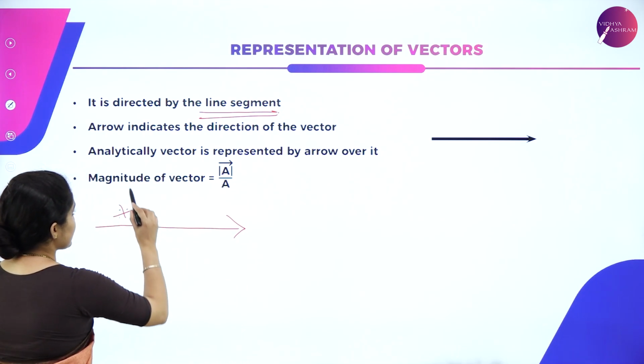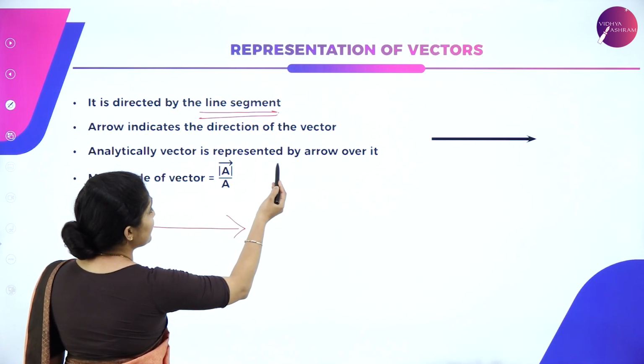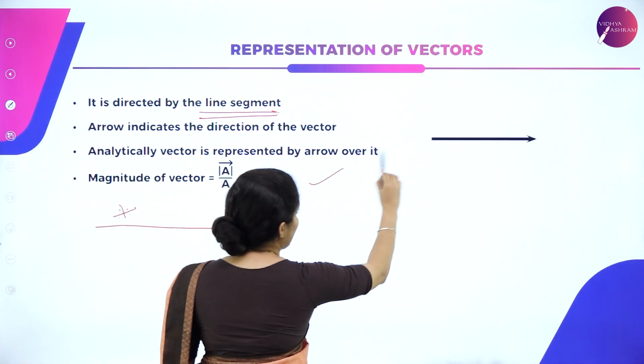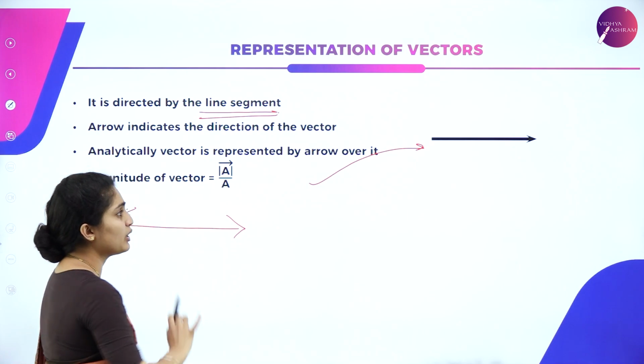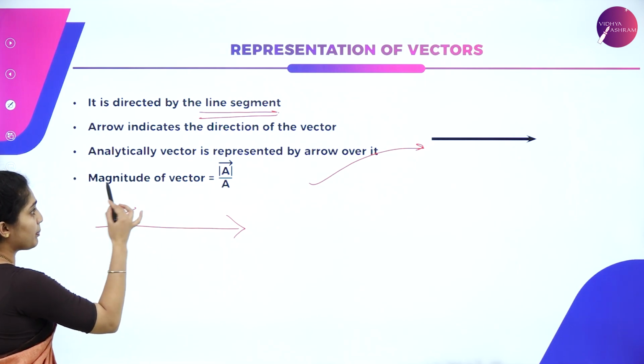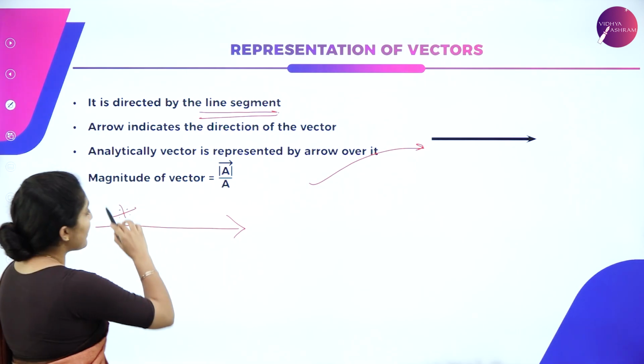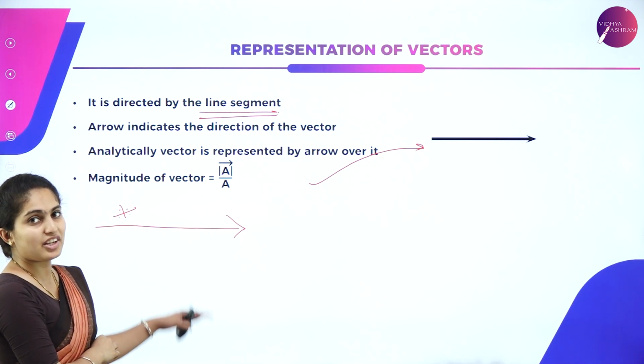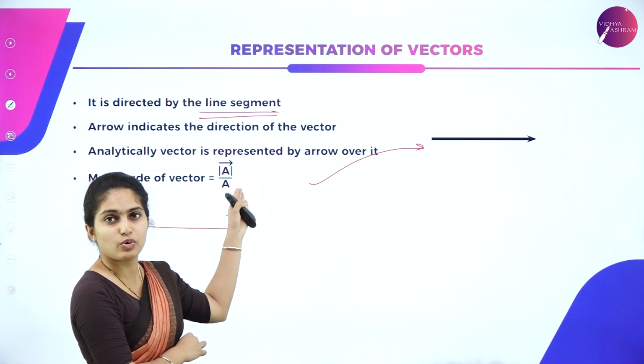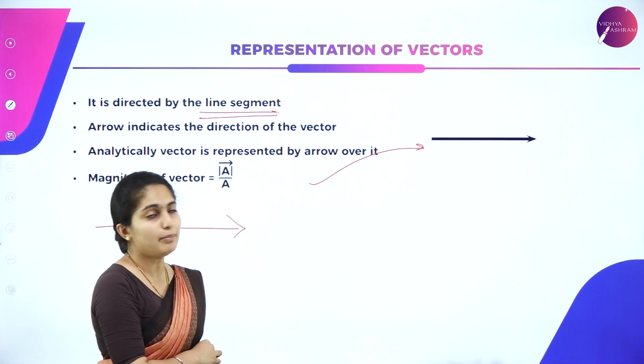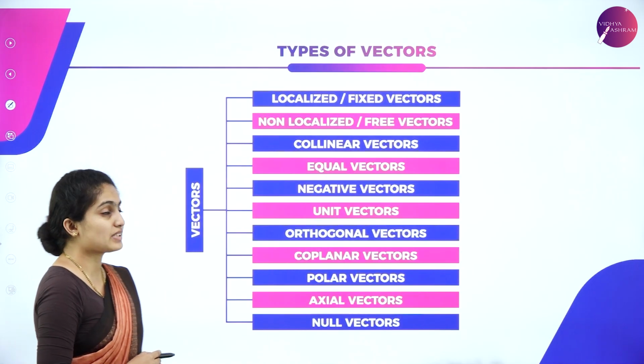Okay, next is analytically, vectors are represented in terms of an arrow on it. This one and this one both are one and the same. How do you represent the magnitude of a vector? The magnitude of a vector is nothing but the modulus of the vector quantity. This is how exactly you give the magnitude of a vector. So this is the representation of a vector.